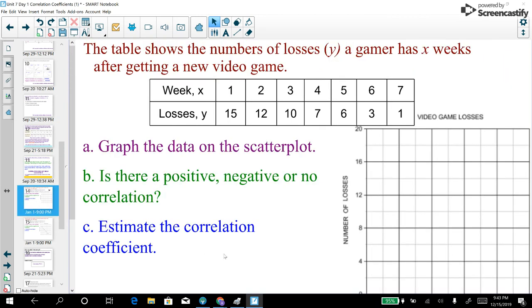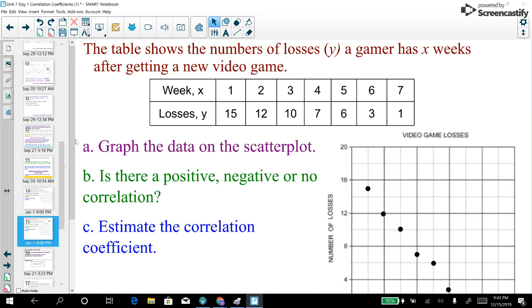Okay, so here's a table that shows the number of losses, Y, that a gamer has X weeks after getting a new video game. So here we are. These are our weeks. These are our losses. We're going to graph the data on the scatter plot. Take a look: is there a positive, negative, or no correlation, and then estimate your correlation coefficient. So what I'd like you to do: pause the video, plot this out, and then answer those questions.